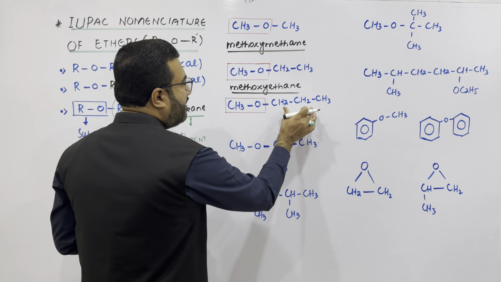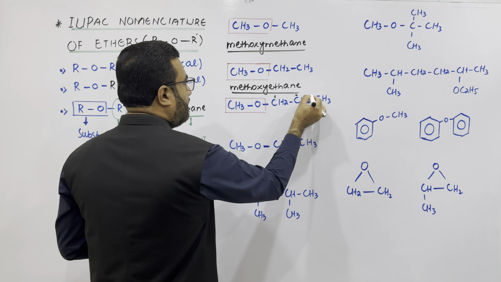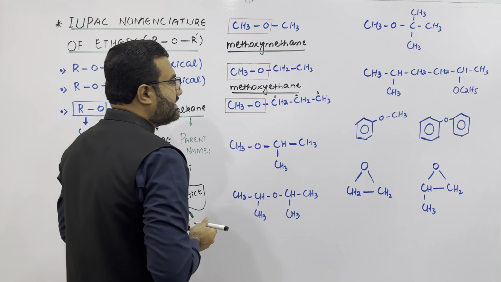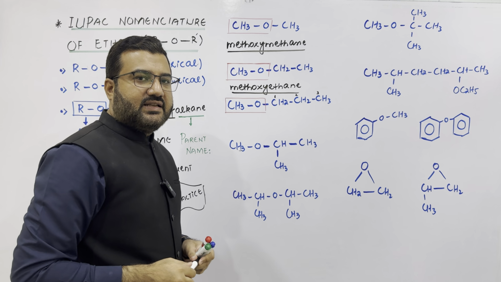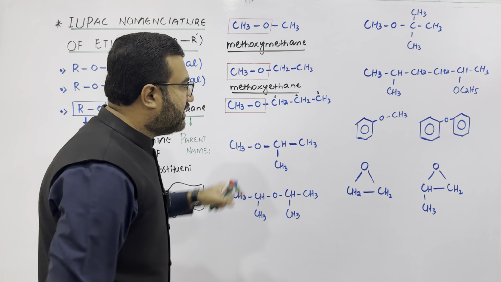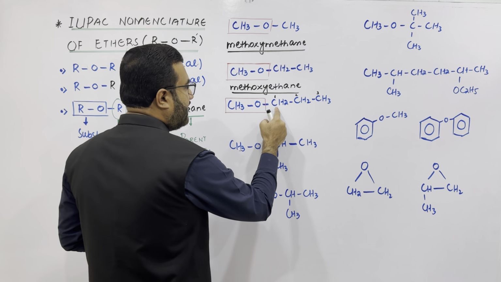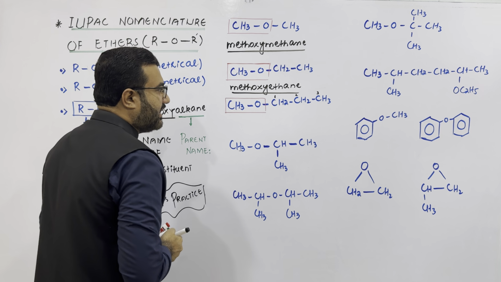Now this alkyl group has three carbon atoms, and with carbon number 1, this methoxy is attached. You know that according to the recommendations of the IUPAC, the carbon carrying the substituent is given the lowest possible number. So you will start numbering from this carbon and it will get the lowest possible number as the substituent is attached to it.